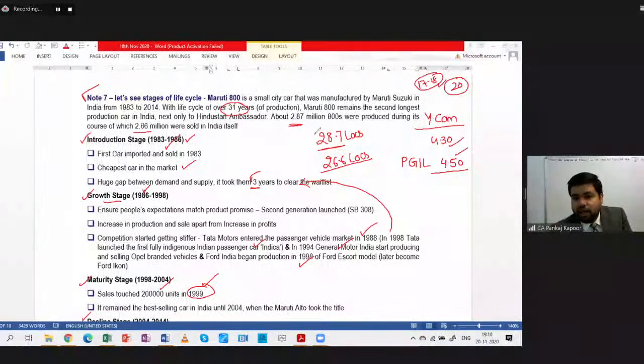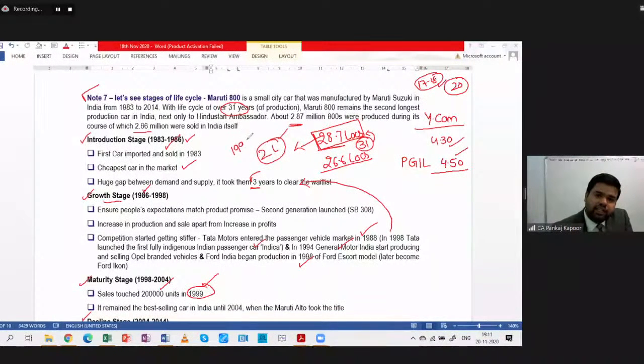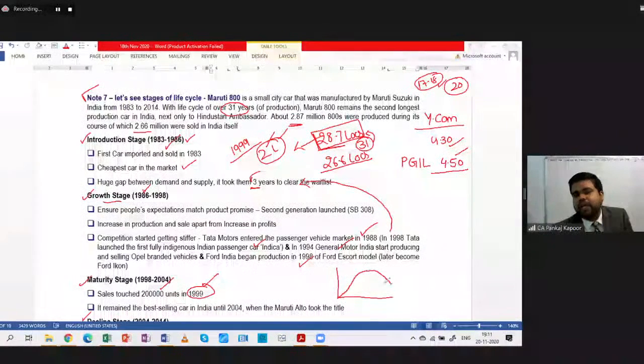You can see here, the company manufactured a total of 28 lakh cars during its lifetime. And out of that, 2 lakh cars they sold in 1 year itself. To sell a total of 28.7 lakh cars, they took 31 years. It means in each year less than 1 lakh cars. But in a particular year, 1999, they sold 2 lakh cars. It was the peak of their sale. And what we learned is that after introduction and growth, there is a maturity when your sale is at the peak, and then there is a decline. And a similar thing happened to Maruti.